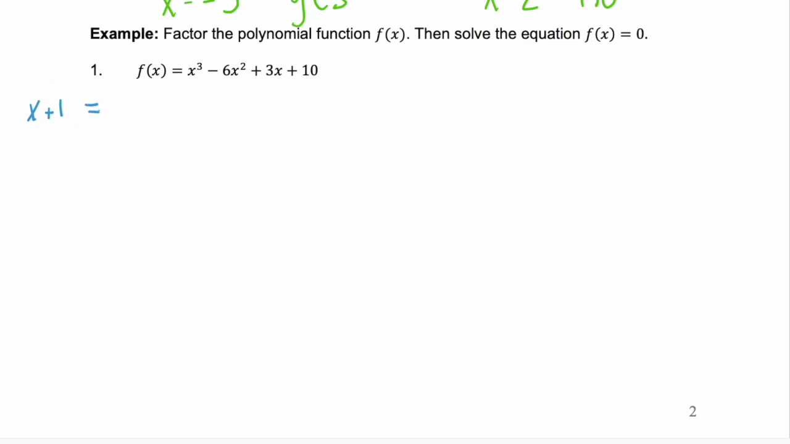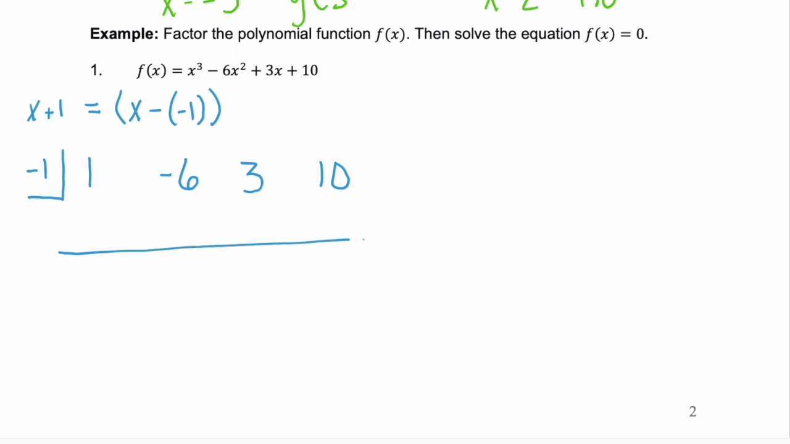And remember, we need this in the form x minus some number. So that would be x minus -1. So I'm going to try synthetic division with -1. And this will tell me if x plus 1 is a factor or not. So I'll rewrite my coefficients, draw my division line and my vertical bar at the constant.